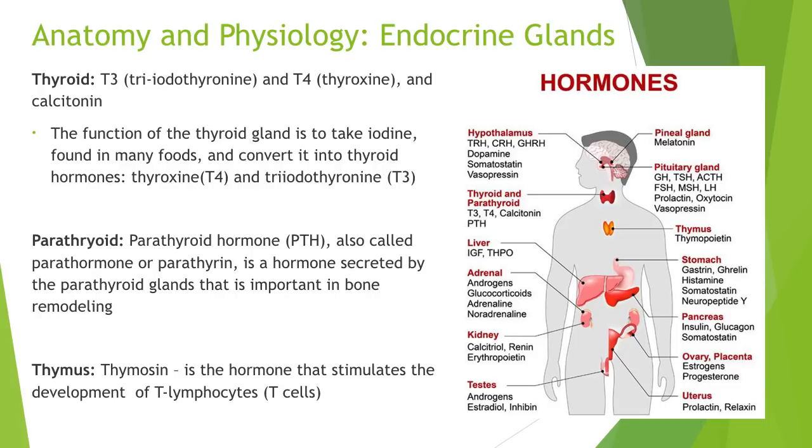Our thyroid is responsible for making hormones such as T3 and T4, triiodothyronine and thyroxine, respectively. These hormones are regulated based on the iodine intake in our food and converted into these hormones. Our parathyroid is another gland that allows us to regulate bone remodeling and the distribution and redistribution of calcium. Our thymus is responsible primarily for the development of T lymphocytes.